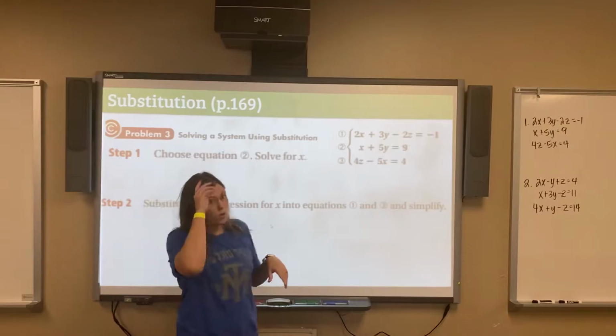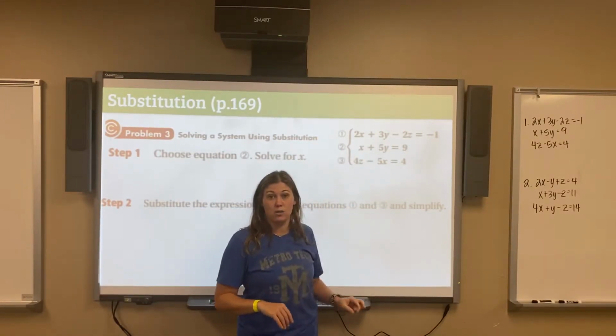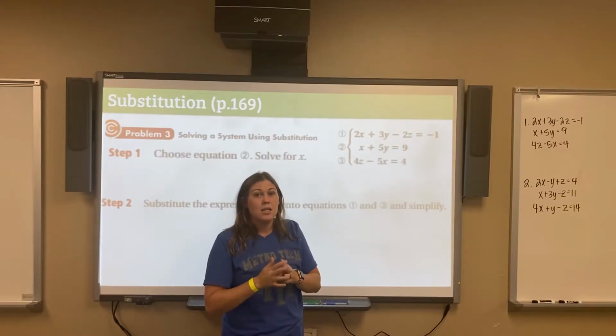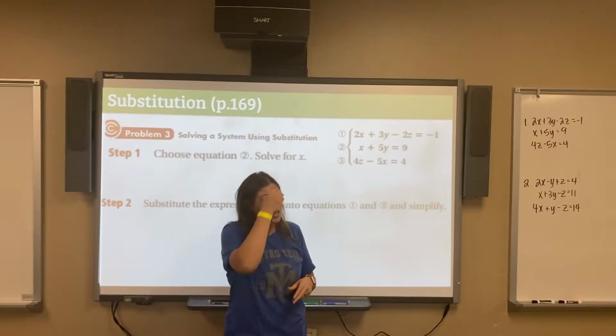So let's look at this first one. We have 3 equations and 3 unknowns. Our 3 unknowns are x, y, and z. We're going to end up doing substitution and elimination here, okay?